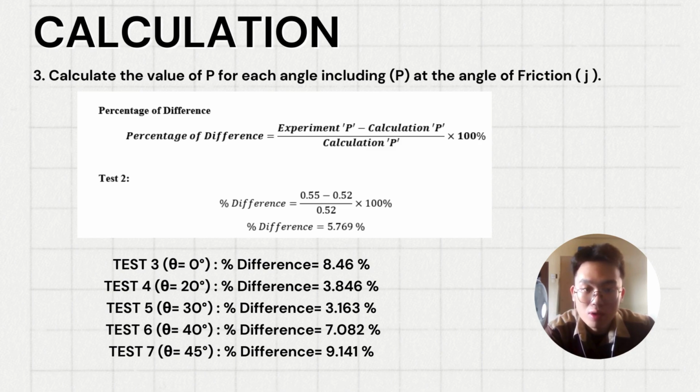For test 2, with an angle of 20 degrees and mu equal to 0.364, the difference is 5.769%. For test 3, the difference is 8.46%. For test 4, 3.846%, 3.163% for test 5, 7.082% for test 6, and 9.141% for test 7.